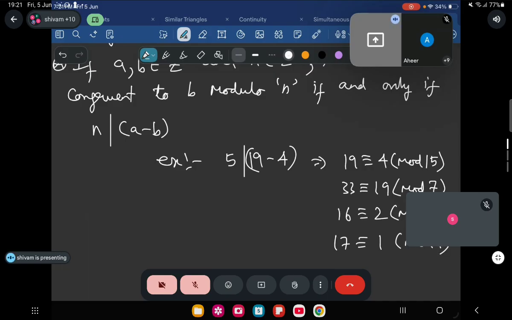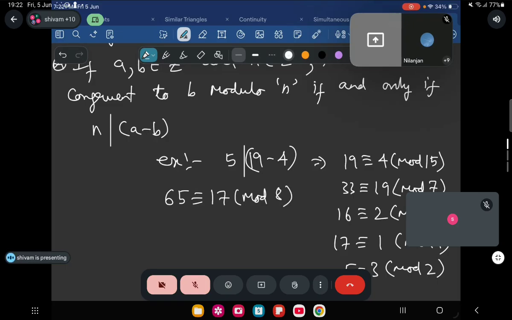Next, Arush, you tell me. 5 congruent to 3 mod 2. So simple. Next, London, tell me. 65 congruent to 1 mod 8. But I can also say 65 is congruent to 17 mod 8. Right, the same thing.